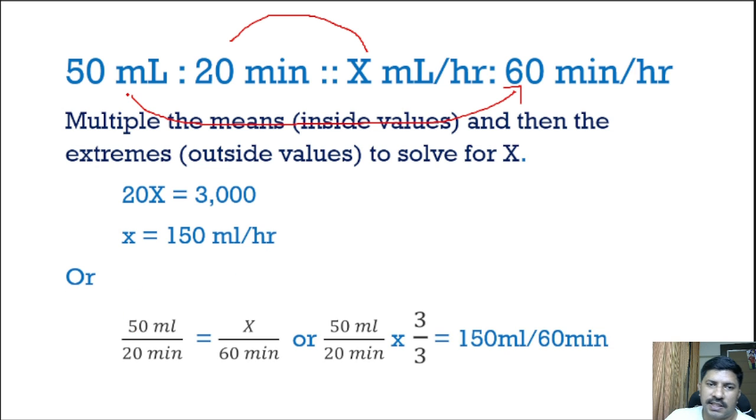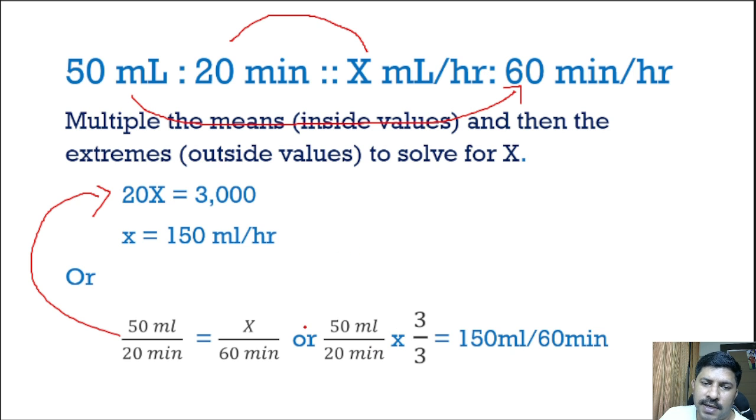That is, you just write 50 ml per 20 minutes. So 50 divided by 20 minutes equals x, that is the rate of infusion we need to find, divided by 60 minutes. 60 minutes means 1 hour. Then we will get this solution again by cross multiplying. 20 into x, 20x equals 50 into 60, that is 3000.